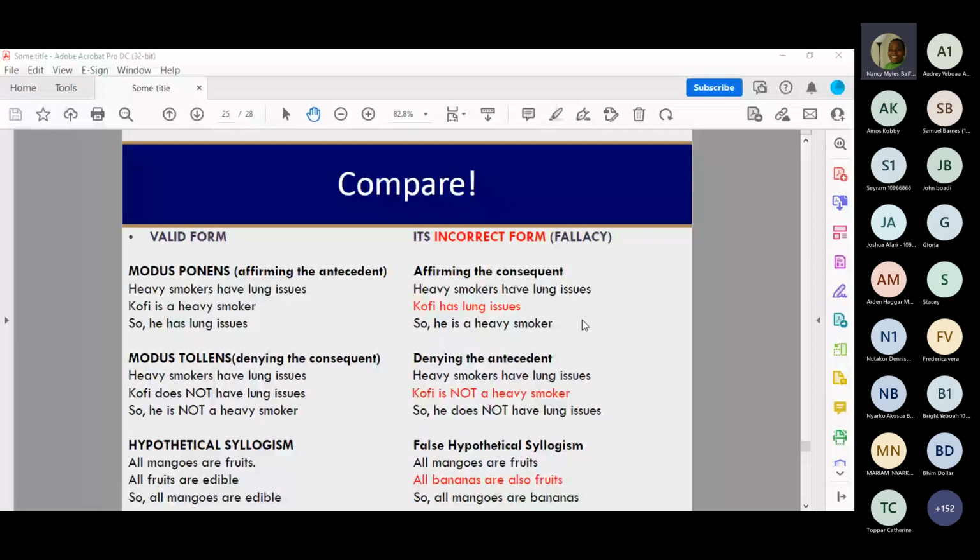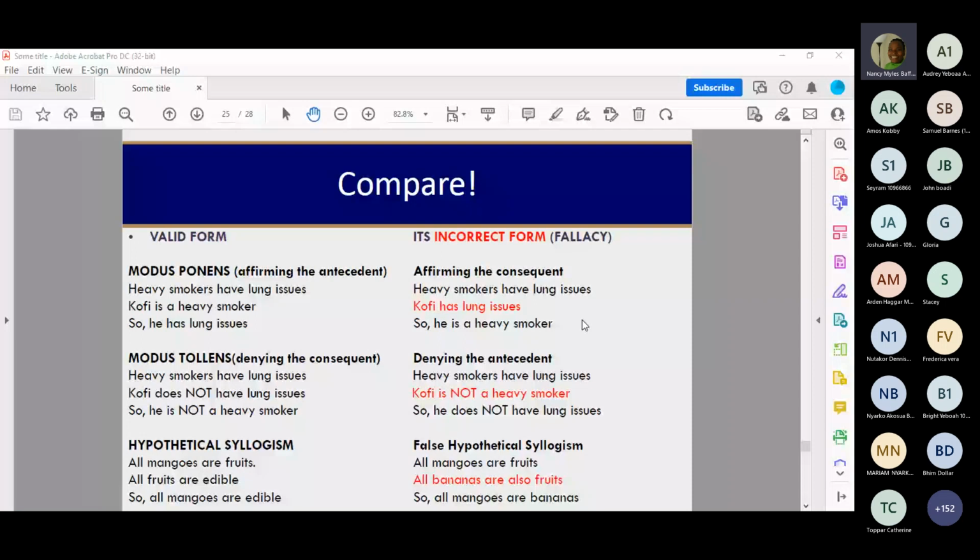Then we'll wrap up with syllogism and soundness. In 5 minutes, we should be done. We'll take all your questions. Now, starting point, so write it down. Still modus ponens, modus tollens, and then their fallacies.